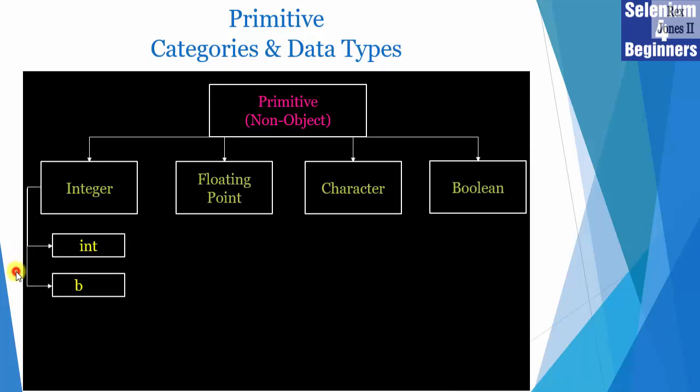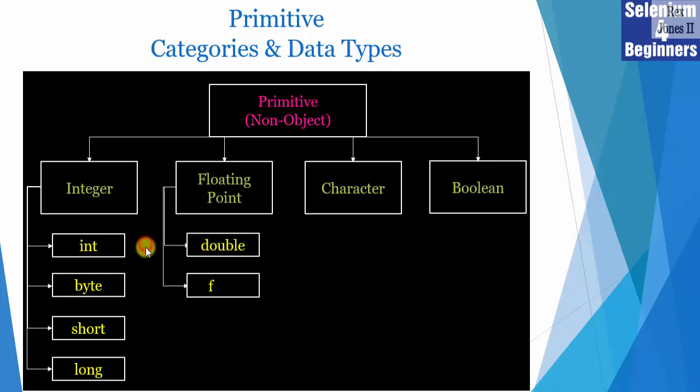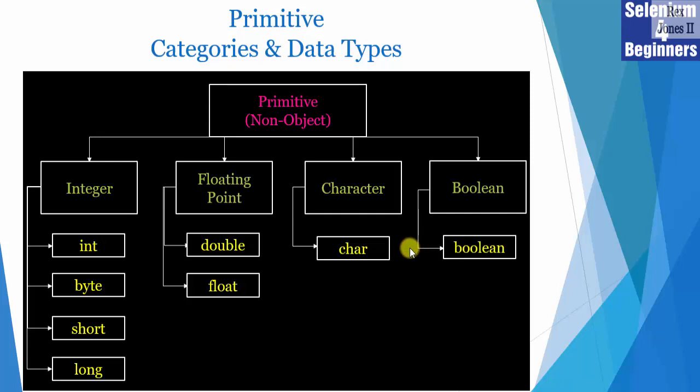int, byte, short, and long. 2 of those data types are located in the floating point category: double and float. Character has 1 data type, which is char. And Boolean also has 1 data type, which is Boolean. The Boolean data type holds either a true or false value.